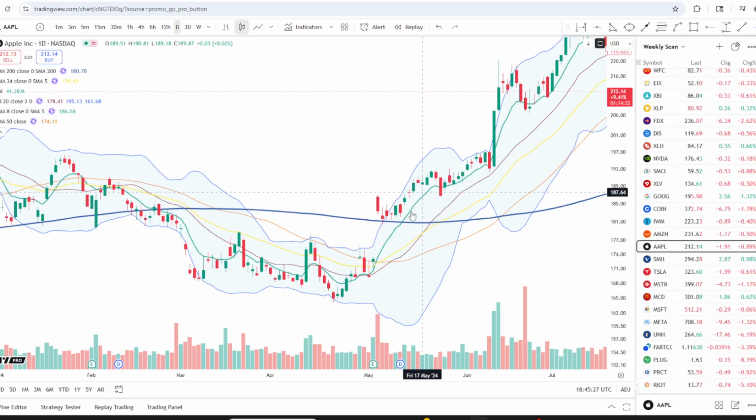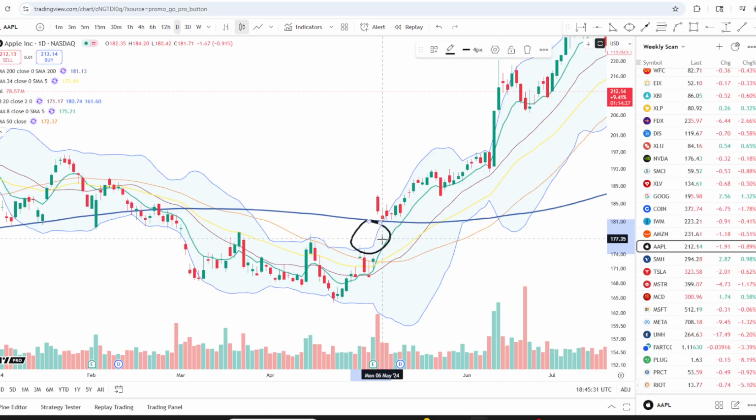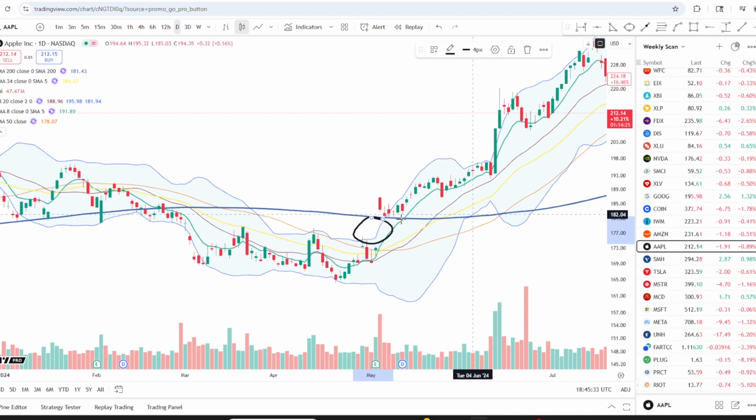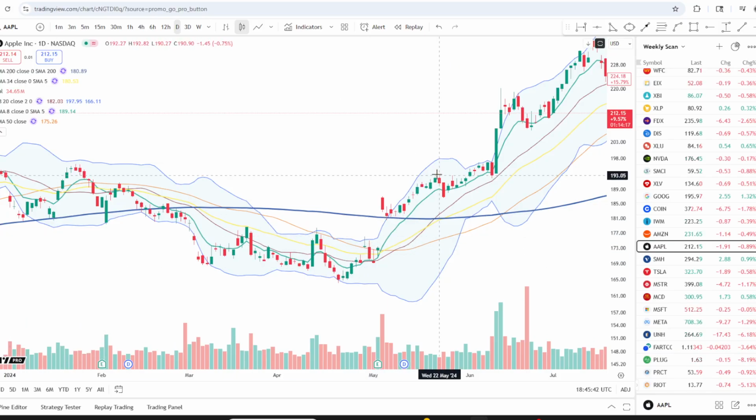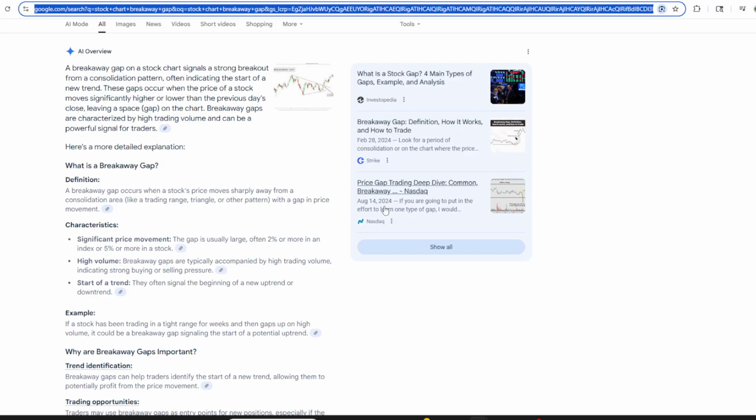We're going to talk about gaps today, and we're going to talk about something called a breakaway gap. Now, we've talked about gaps in other videos. We talked about a common gap or a measuring gap, exhaustion gap, breakdown gap, but today, the breakaway gap. So, what is that? Here is a brief write up.